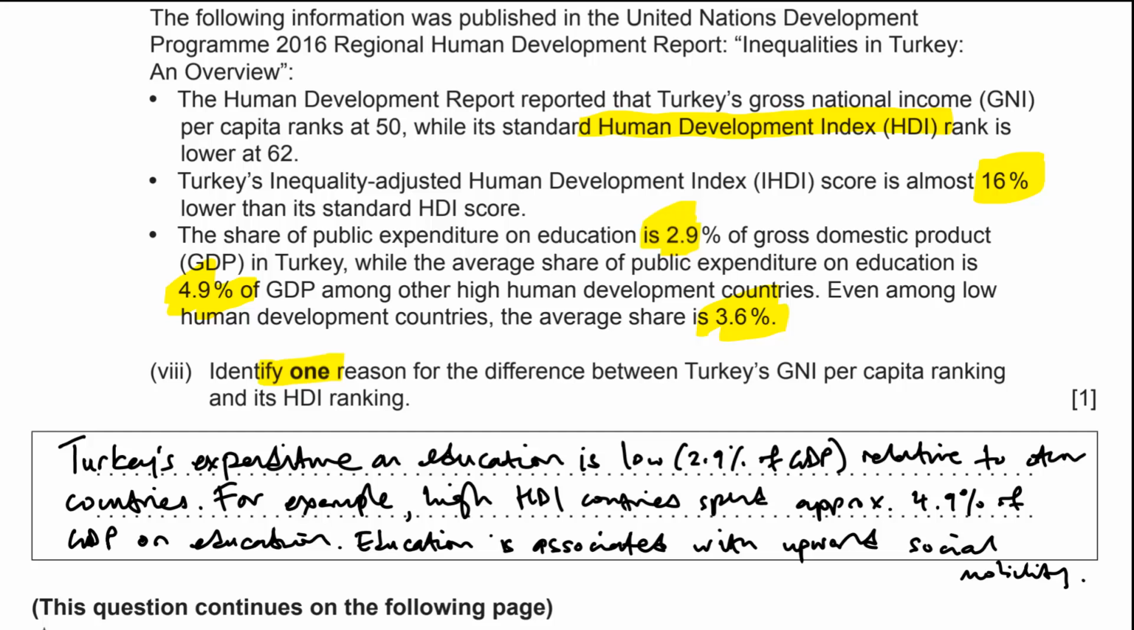Well, the answer is in the question itself. It's to do with the expenditure on education. So here what I've written is, Turkey's expenditure on education is low, 2.9% of GDP relative to other countries. For example, high HDI countries spend approximately 4.9% of GDP on education. Education is associated with upward social mobility.